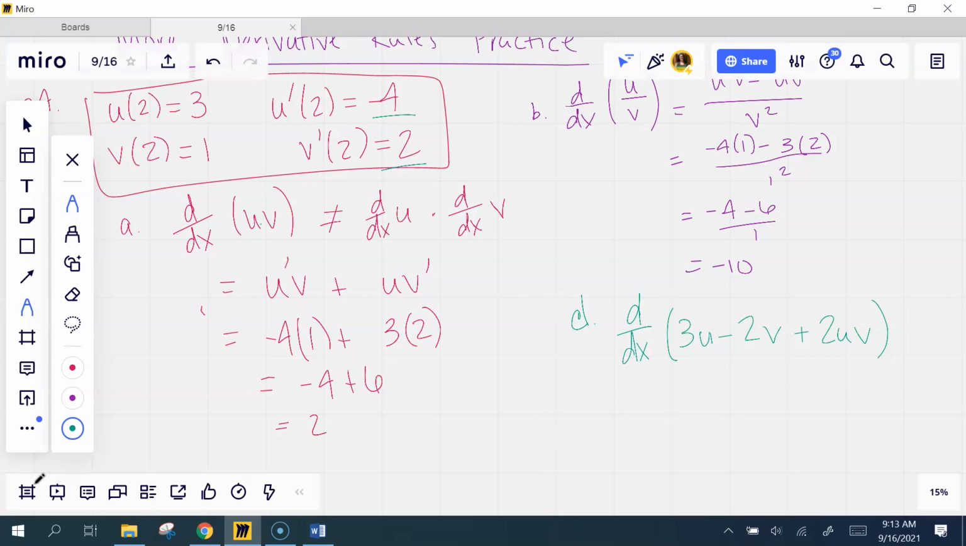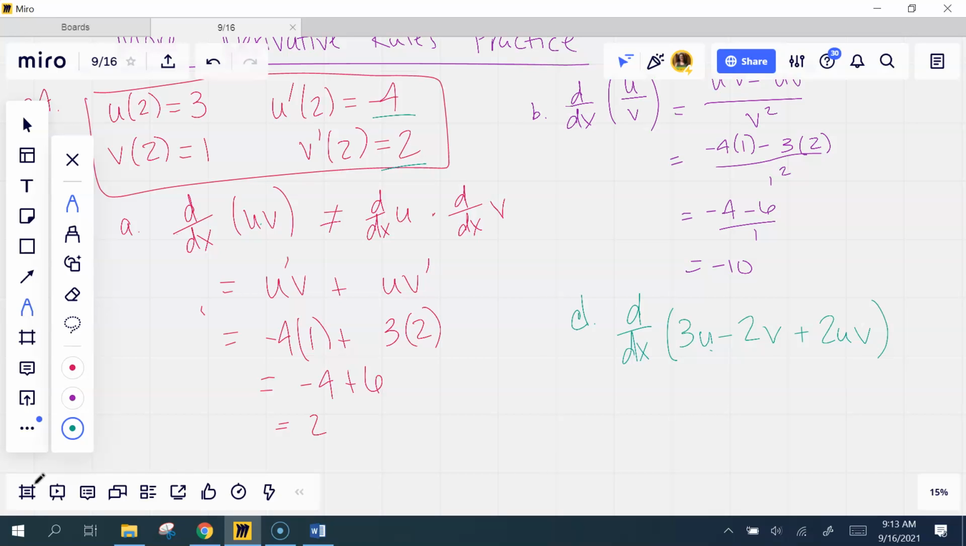Wait, so we're talking about the derivative of what? All of that. We're not using those numbers? Well, we're plugging it in. The sum/difference rule says you can. You're not plugging it in. You can't plug in for u here, because you have to take the derivative first.